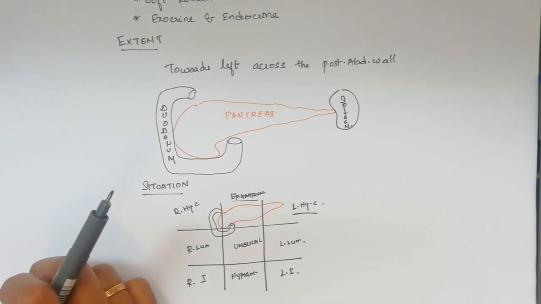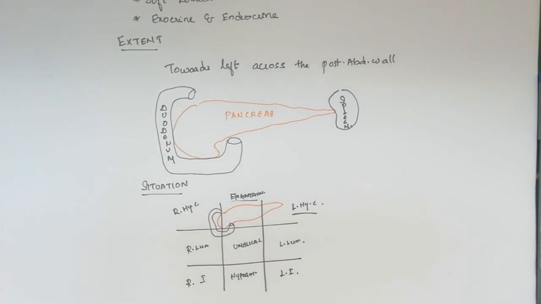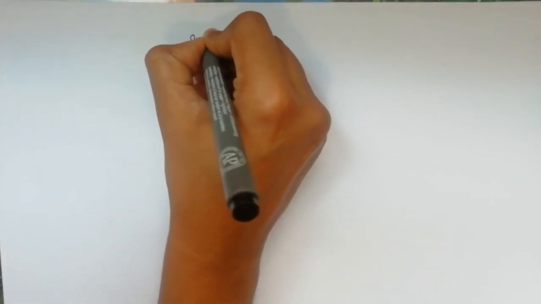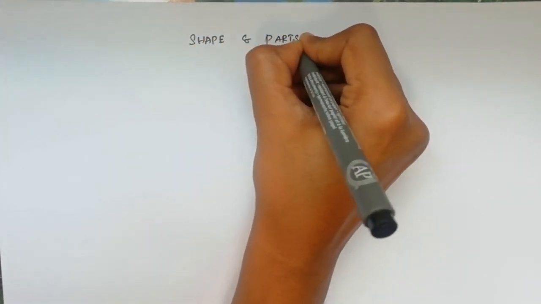And now we will move on to the other features. Talking about the shape and parts of the pancreas, next we are moving on to the shape and parts of the pancreas.